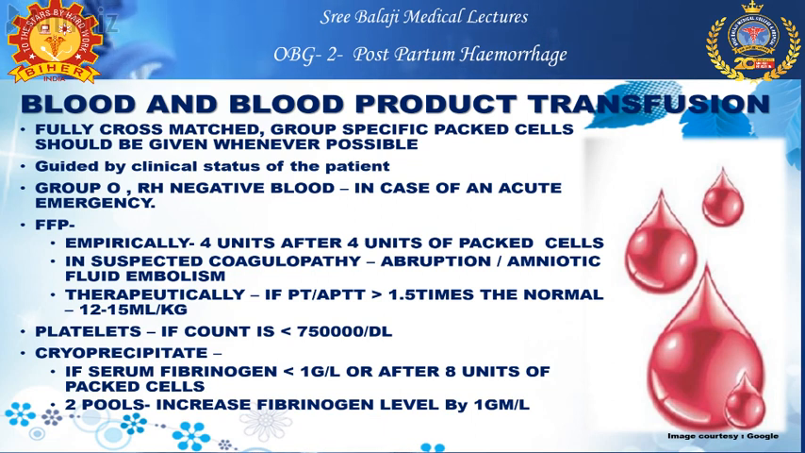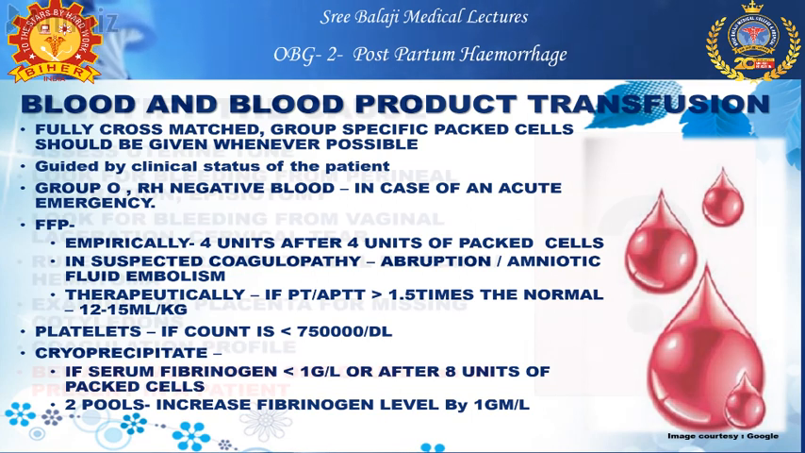Platelets transfusion is given if the count is less than 75,000 per deciliter. Cryoprecipitate is given if serum fibrinogen is less than 1 gram per liter or after 8 units of packed cells. 2 pools of cryoprecipitate increase the fibrinogen level by 1 gram per liter.